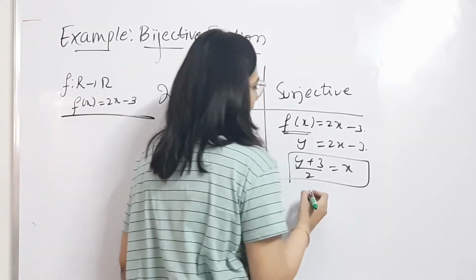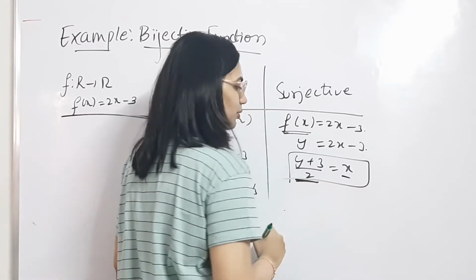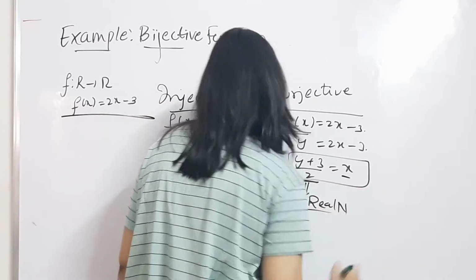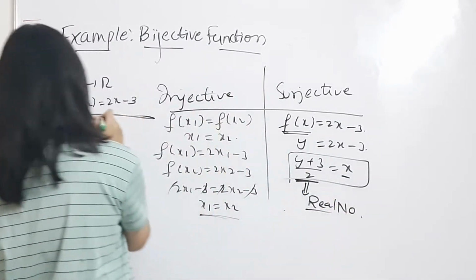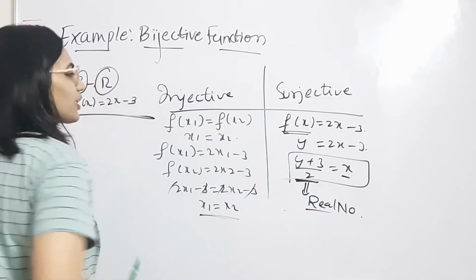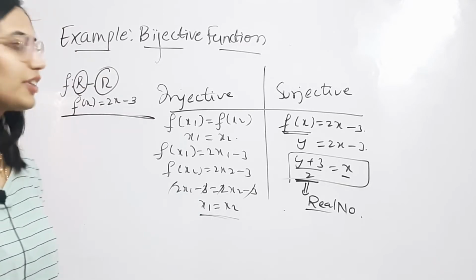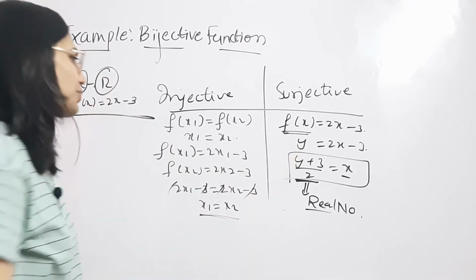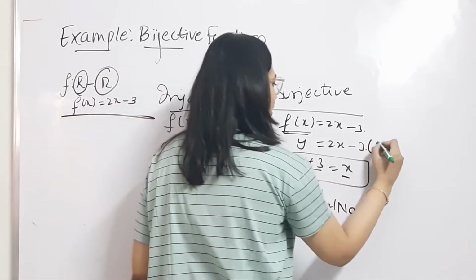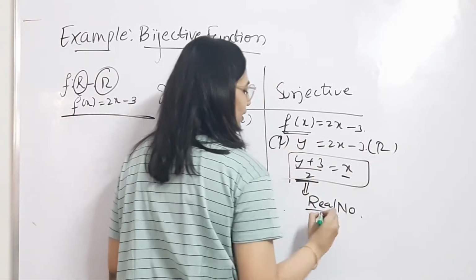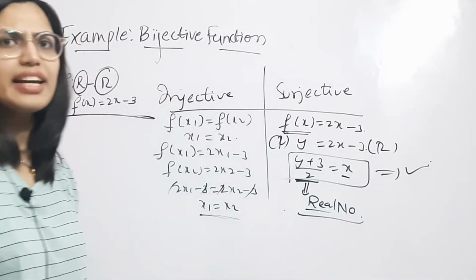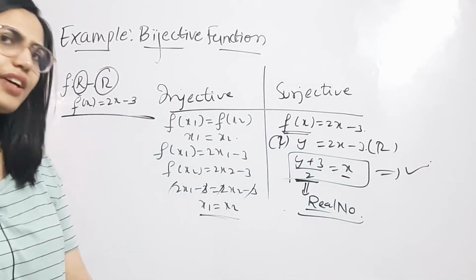Right. So if you get x as y plus 3 by 2, that means this value is a real number. And you know for a fact that x is also a real number, and you should get y as a real number. We assumed f of x is y here. That means this is y. So this is a real number and this is a real number here. Hence you can say that this is a surjective function.